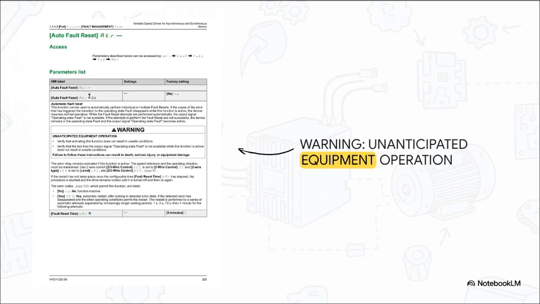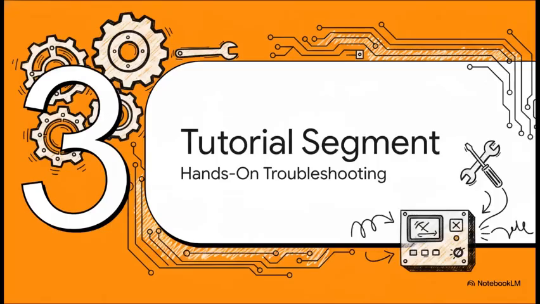Think about the reality of that for a second. If an operator has their hands in a machine trying to clear a jam on a conveyor belt, and the drive decides to auto-reset right at that exact moment, that motor is going to instantly start spinning. The manual explicitly states that failing to follow these instructions can result in death, serious injury, or major equipment damage. So, the rule is simple. Never, ever use auto reset on applications where sudden movement poses a safety risk to your personnel. Period.